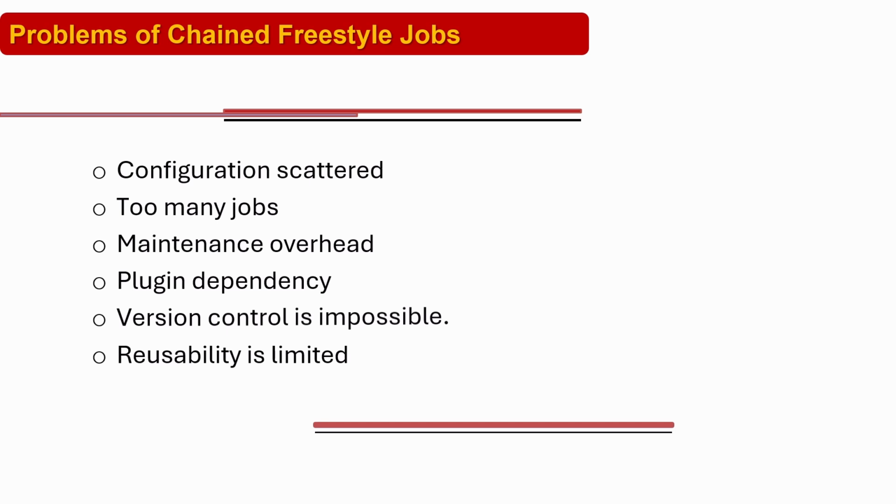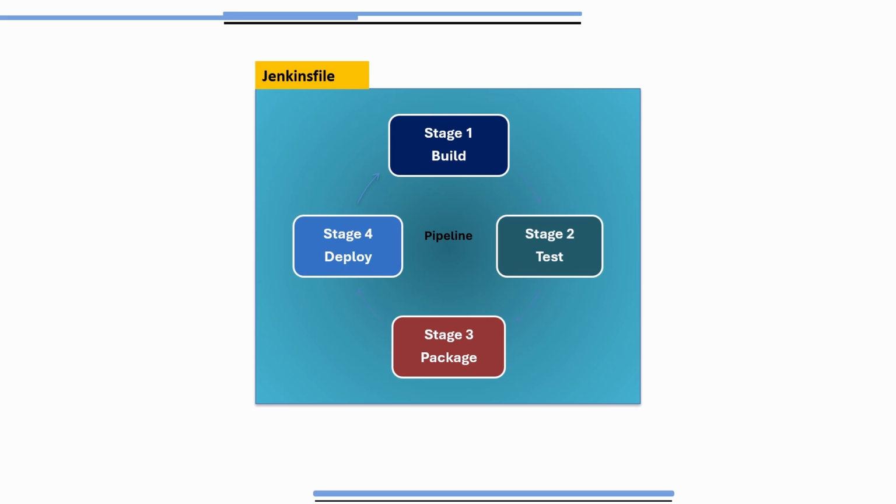Jenkins pipelines completely changed how automation is written. Instead of creating many independent jobs, we write the entire workflow inside one file called a Jenkinsfile. This file contains every stage: the build, test, package, deploy, everything written together in code. Rather than clicking around the Jenkins interface, we simply write the code. This approach is known as pipeline as code. Just as a developer writes application code, they now write automation code.